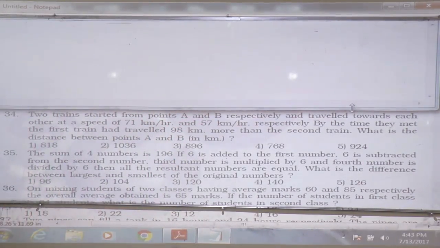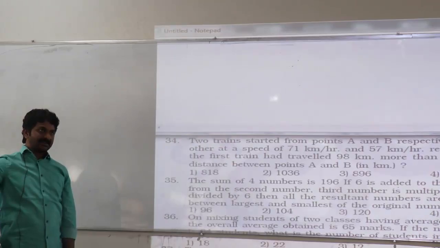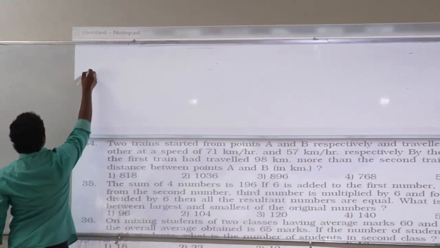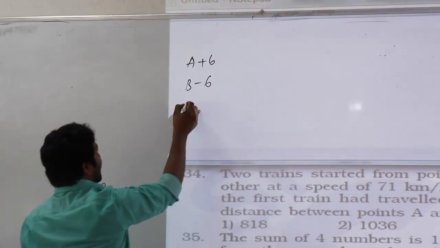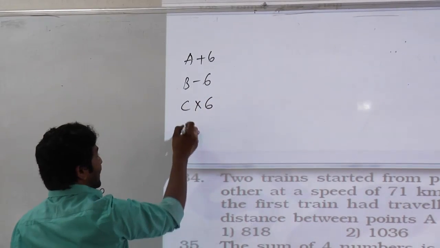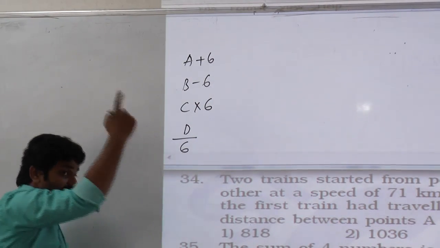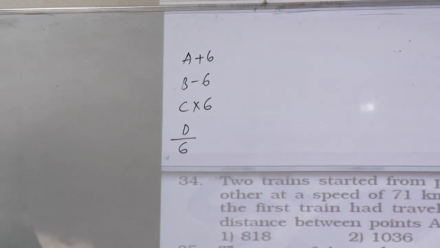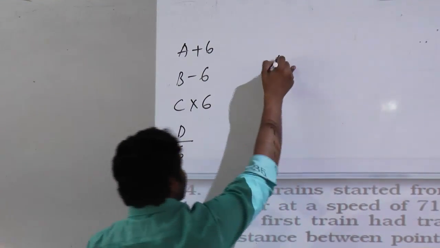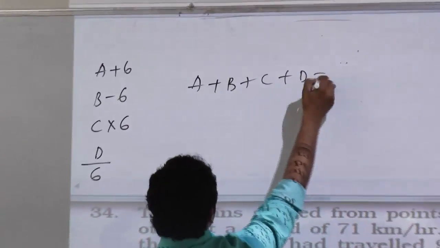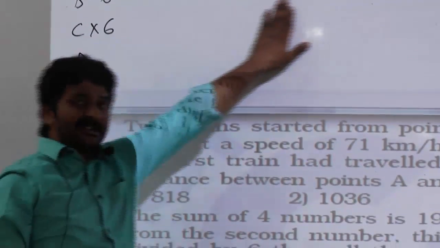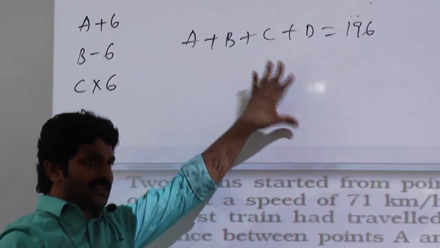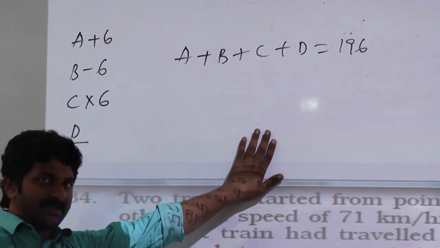Fine. So you know that A plus B plus C plus D is 196. When you add 6 to the first number and subtract 6 from the second number, third number multiplied by 6, fourth number divided by 6, resultant numbers are equal. Okay, but you know that a plus b plus c plus d is equal to 196. Let's convert the entire equation to a or b or c or d, then that makes your job easy.